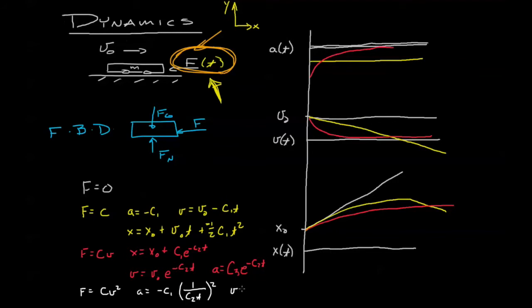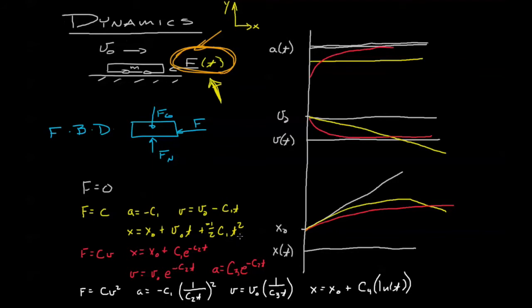The velocity is going to decrease, starting off with v0, and that's a 1 over, we'll say, c3 t. And finally, the position, we're going to have the original position plus, we'll say, some constant c4 times the natural log of t.